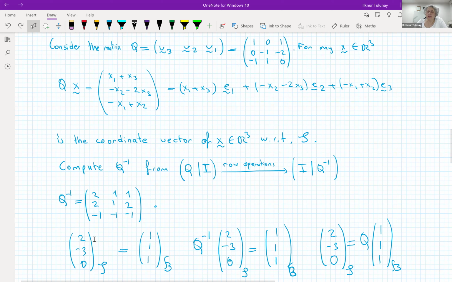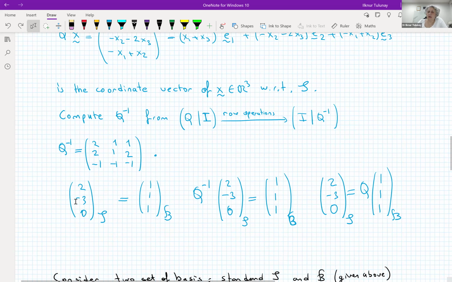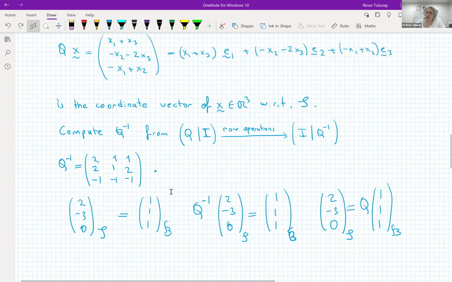So what I'm trying to say is that what we have above is 2, minus 3, 0, the coordinate vector with respect to the standard basis. And 1, 1, 1 is the coordinate vector of the same vector with respect to the basis B. They are exactly the same vectors, but the representation with respect to the different bases has a different form, just a linear combination. So let's see how Q and Q inverse affect this.